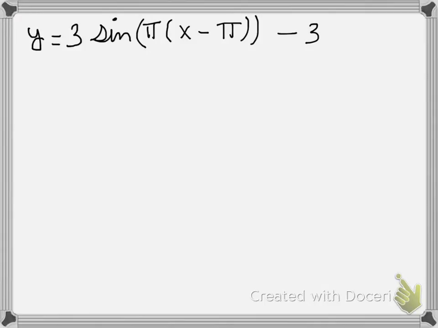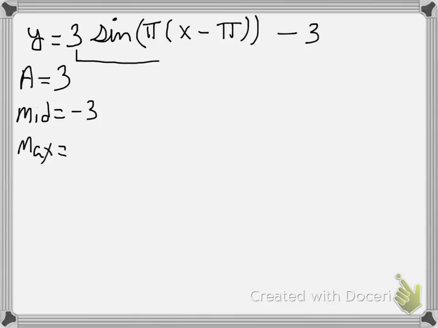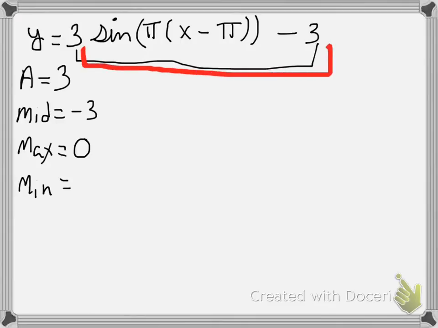Okay. Let's see. If we wanted to know what the amplitude of this thing was, it would be 3. The midline of this thing is negative 3. Now the maximum is we take and add the amplitude to the midline, and that would give us 0. The minimum we would take and we would subtract the amplitude from the midline, and that would give us negative 6.